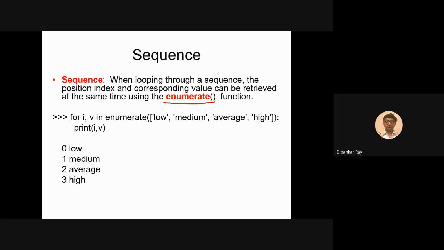So what has it displayed? It has 0, low, 1, medium, 2, average, 3, high. So it has returned all the values of the list along with its location, that is index. In computer terminology, we shall say the order number or the index. Now, this is the 0th location. This is the first location. This is the second location. This is the third location. Okay.